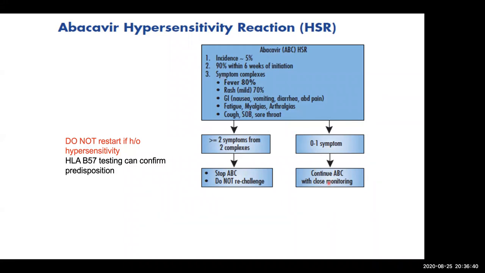You just continue Abacavir and monitor your patients very closely. There's another thing that patients will tell you. They will tell you that whatever symptoms they are presenting with, if it's rash and fever, it gets worse after every dose.